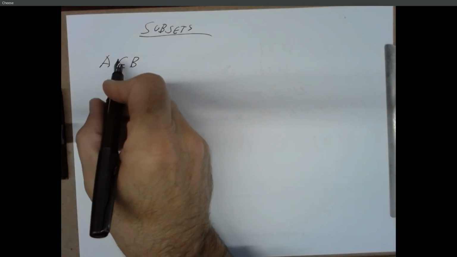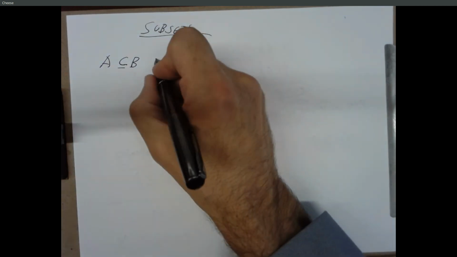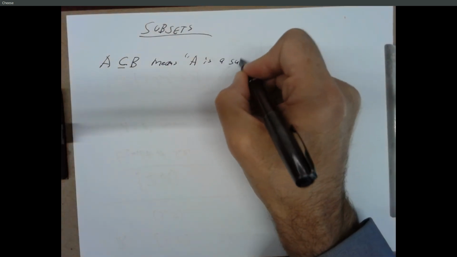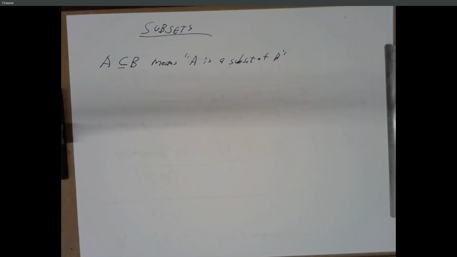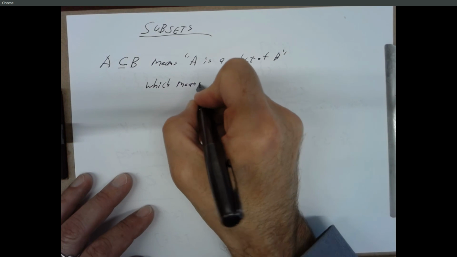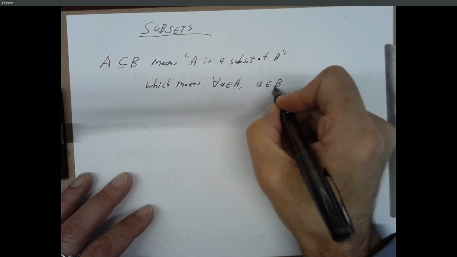So if A and B are sets here, and I should write on the top, let A and B be sets, but I'll just say it instead. Let A and B be sets. This notation, A, and then this sideways, like an elongated C with a line underneath it, this means A is a subset of B. Which means for all elements of the set A, that element is also a member of set B.